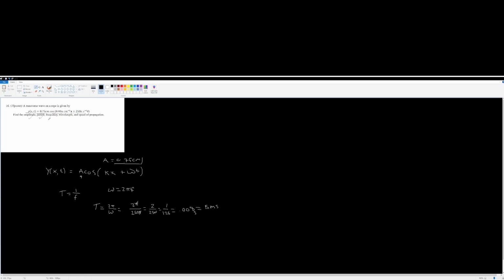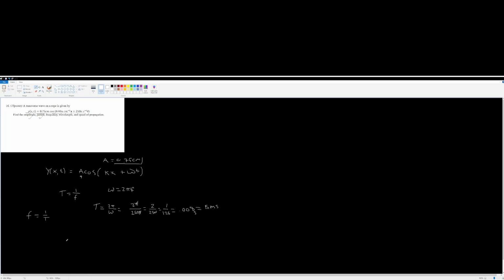Now we want our frequency here. The way that we can get that is if the period is 1 over frequency, then if we multiply both sides by frequency, we have f t equals 1. Then we divide both sides by t, and we have f equals 1 over t.